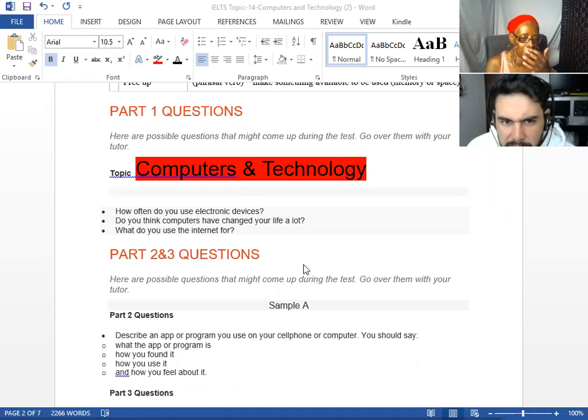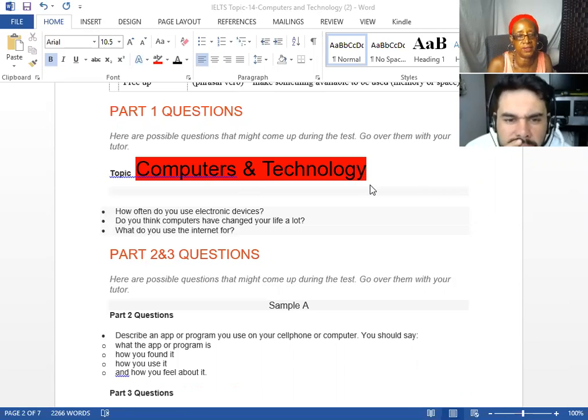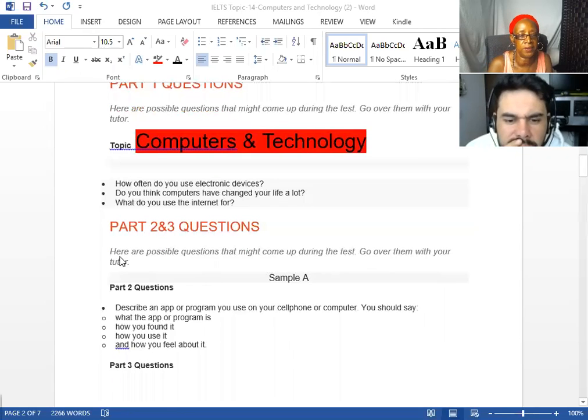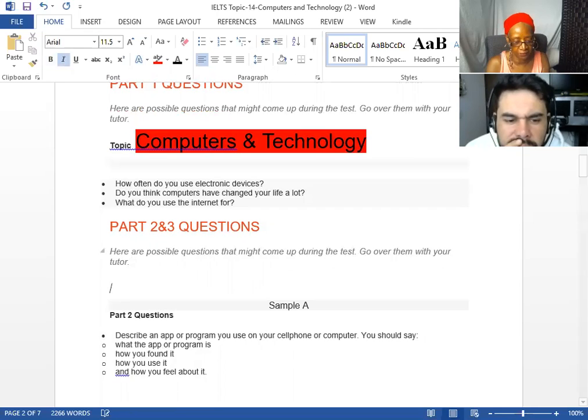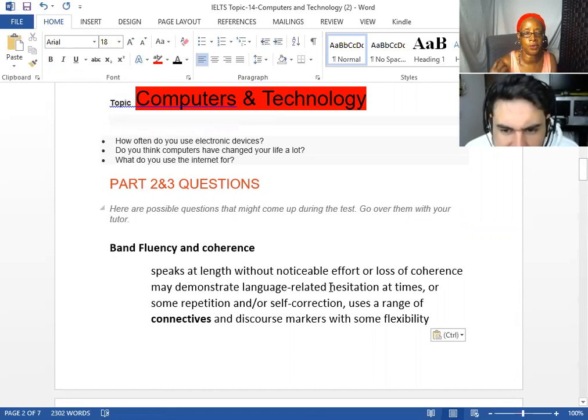Do you see a document on top of that one? This is band fluency and coherence. Do you see that? No, sorry. Okay. Well, I'm just going to copy the information. We looked at it earlier, and I'm going to put it here. There are four components that you need to be aware of when you are doing the IELTS. So you see band fluency and coherence now? Yes. Okay. So we need to speak at length without noticeable effort or loss of coherence.